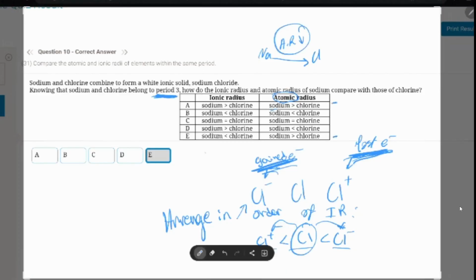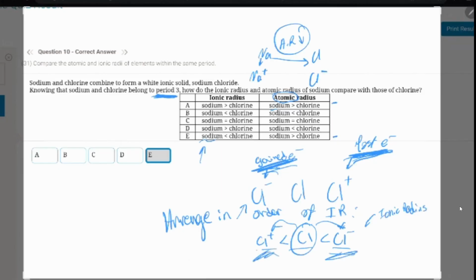Now we need to look at the ionic radius. Sodium makes a cation. Chlorine makes what ion? Anion, negative, right? Here they're asking us about the ionic radius. When I explain, this isn't called atomic anymore, it's called ionic radius. Why ionic radius? Because I'm working with ions now. Anyway, you have Na plus and you have Cl minus.